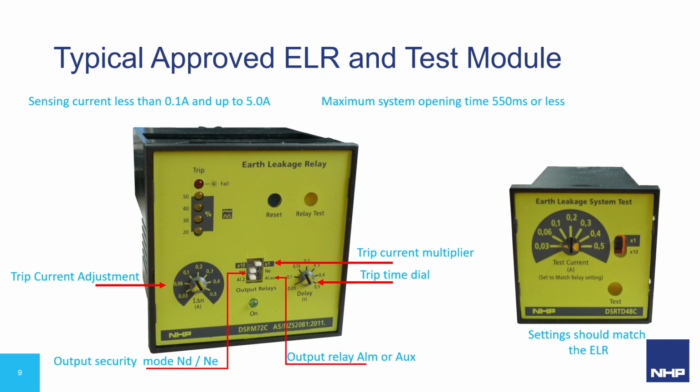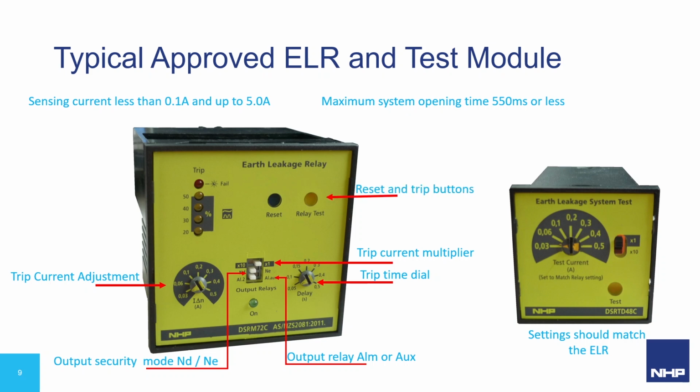The AI dip switch setting gives a choice of either 2 auxiliary relay outputs or 1 trip relay and 1 power fail flag relay with negative security functionality, or ND. ND is normally de-energized and NE is normally energized, as stated earlier.